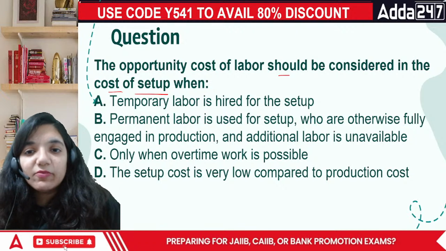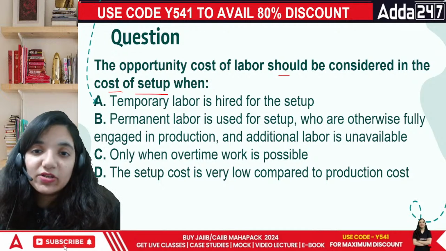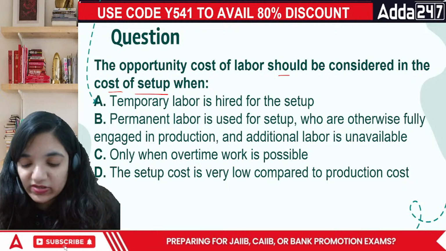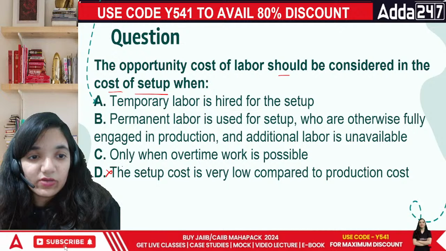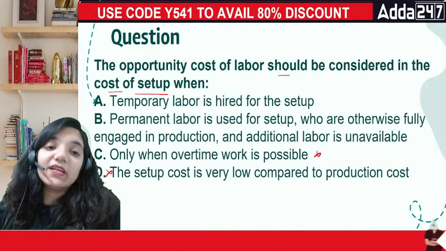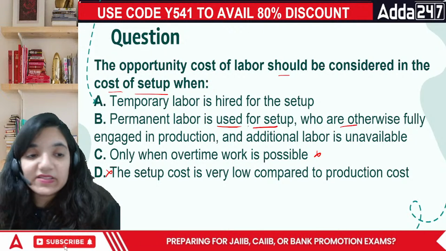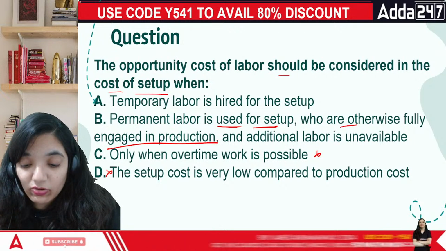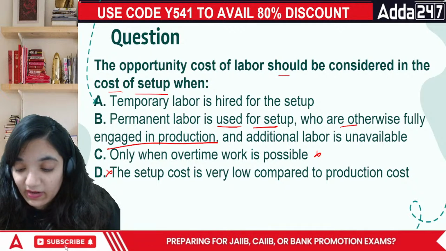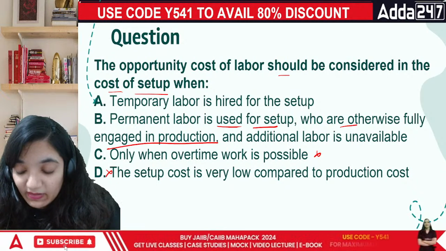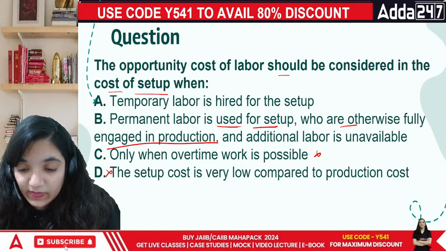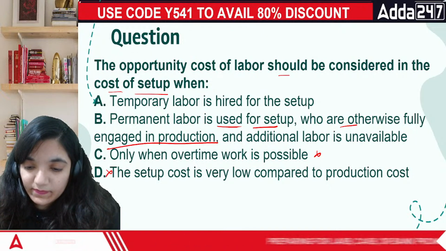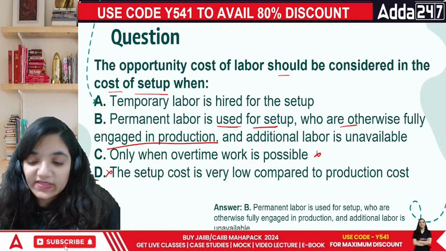Permanent labor is used for setup who are otherwise fully engaged in production and additional labor is unavailable. Only when overtime work is possible or the setup cost is low compared to production cost. This doesn't talk about any of those things, so this is also not the point. The permanent labor is used for setup who are otherwise fully engaged in production. This is the point. Permanent labor is something which is already engaged in a lot of work. So when it gets engaged in this specific area, that means we are putting them here. We are giving them the specific work altogether. Then the answer is B, everyone.